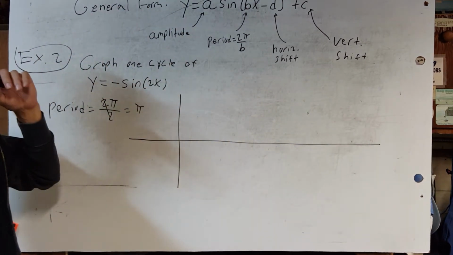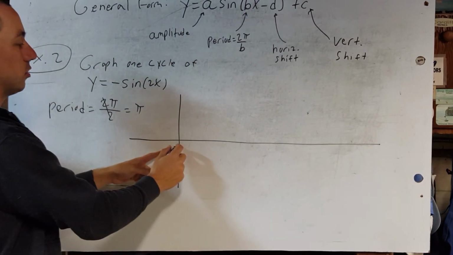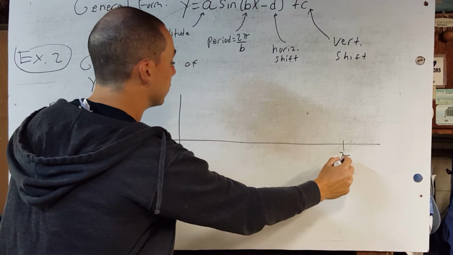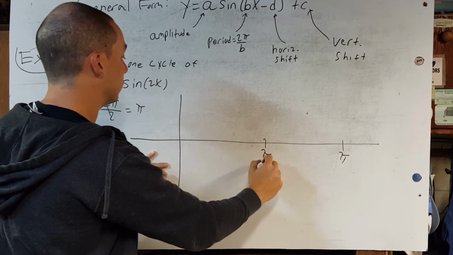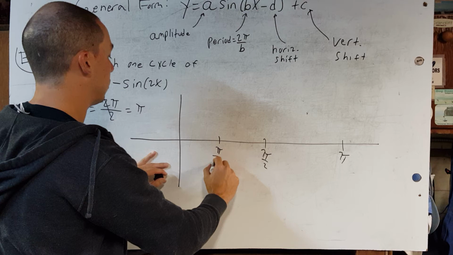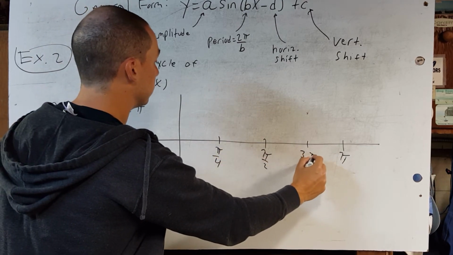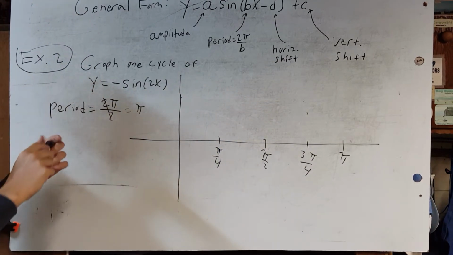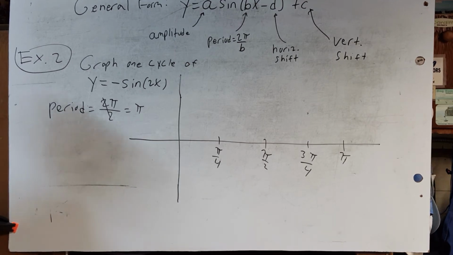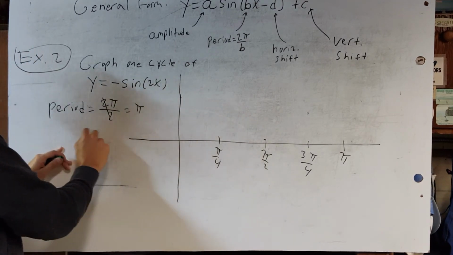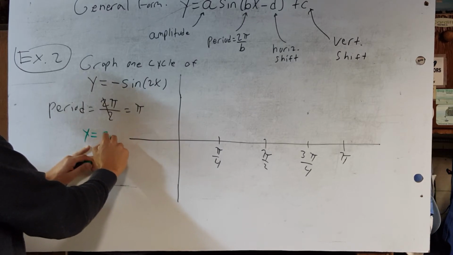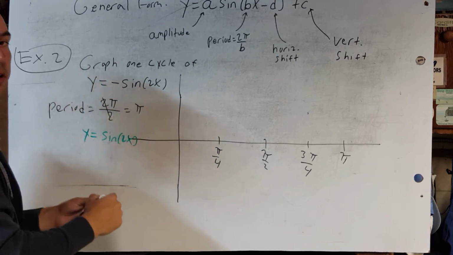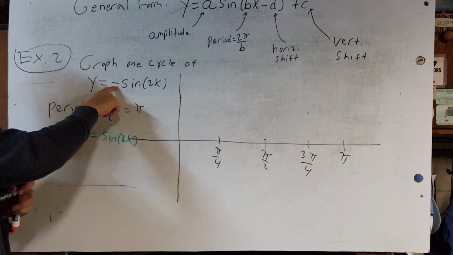Okay, so when I set up my period length, I start at 0, I'm going to end at pi, and I cut that distance into 4 equal sections. So halfway is pi over 2, half of that is pi over 4, and then this will be 3 pi over 4. Okay, I'm going to start by graphing in green here y equals just sine of 2x. I'm still going to do the period change now, but I'm not going to do the negative here. I'm not going to do the reflection yet.